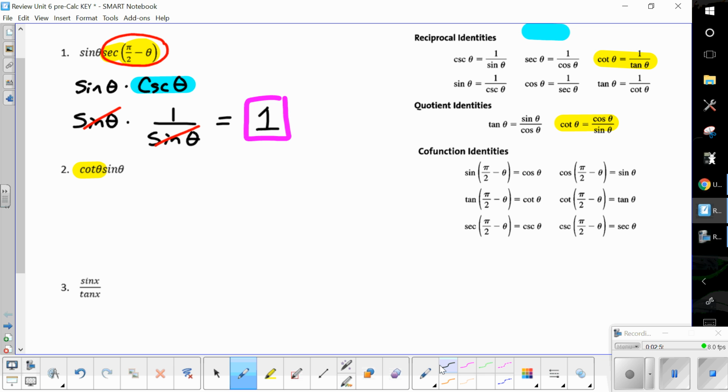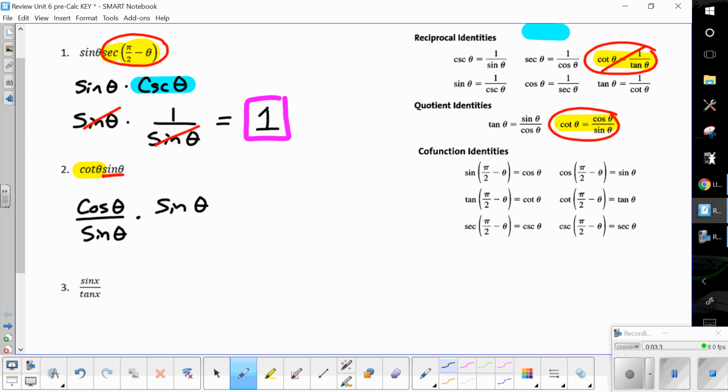Now, since there is a sine of theta in my problem, then I'm going to go with this one, because it wouldn't do me any good to have 1 over tangent. Nothing would cancel. It would add fractions to the problem, make it uglier. So I'm going to turn cotangent of theta into cosine over sine. So now cosine of theta over sine of theta times sine of theta. And like the last problem, these are going to cross cancel. And I'm left with just cosine of theta for a final answer.